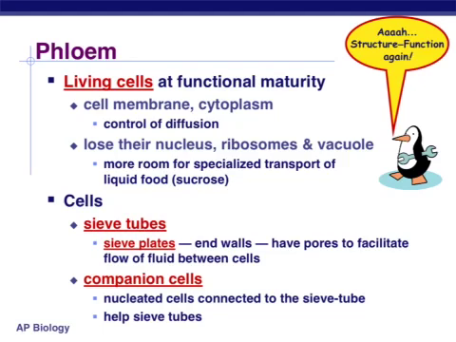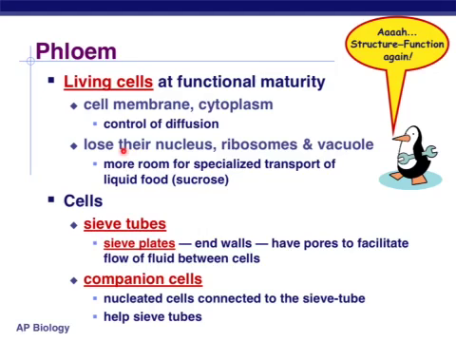Okay, so your phloem cells are living cells. They do have a cell membrane, they do have a cytoplasm, and for them it's all about the control of diffusion. Now, while they may have a cell membrane and a cytoplasm, they do lose some of their organelles. They lose their nucleus, they lose their ribosomes, and they lose their vacuole. And if you think about it, these are the three things that are going to take up the majority of room within your plant cell.